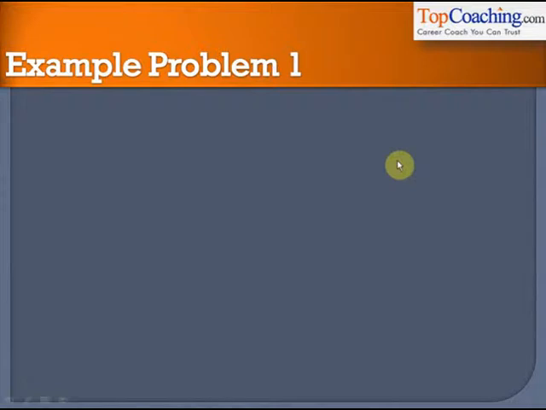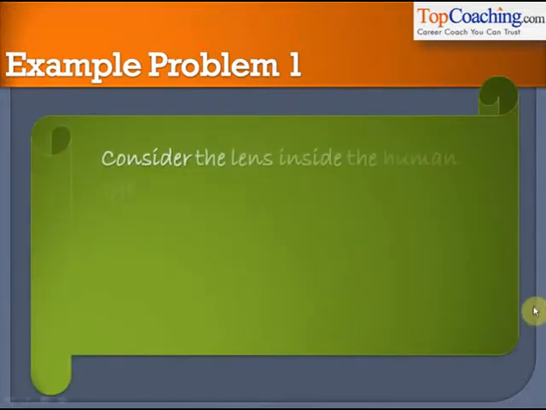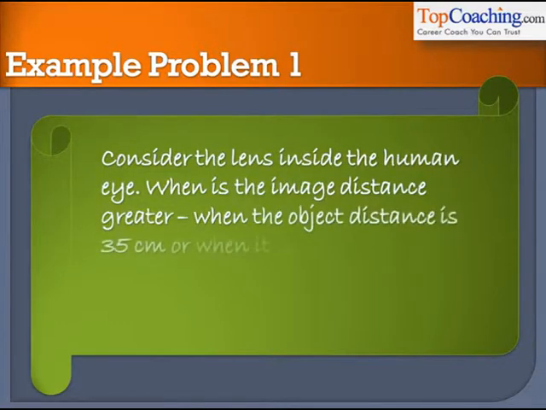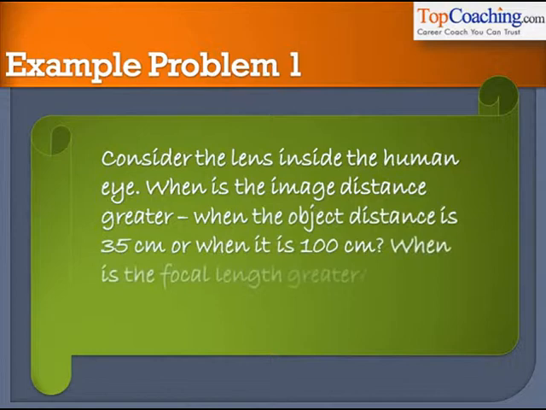Let's solve a problem now, now that we've studied so much about the eye. Consider the lens inside the human eye. When is the image distance greater? When the object distance is 35 centimeters or when it is 100 centimeters? When is the focal length greater?